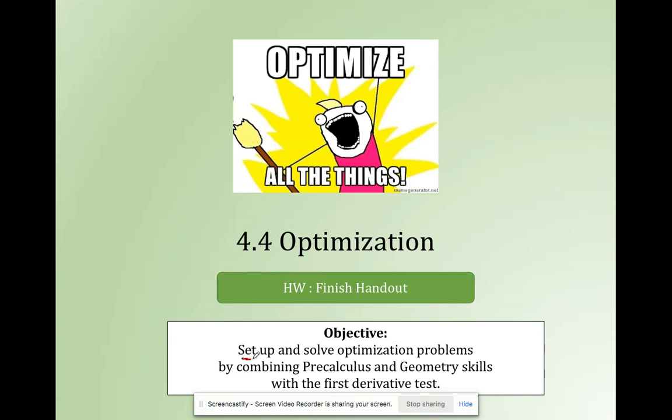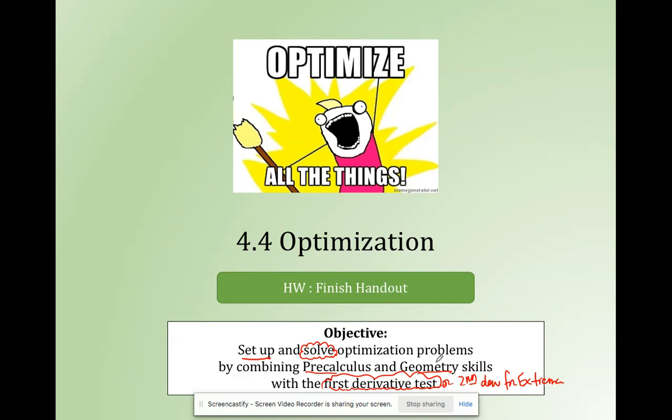Firstly, set up. That's the hard part you found from related rates. Solving isn't really going to be hard for you as long as you can set up the problem, because you're going to solve using the first or second derivative test for extrema. So old news, and you're good at that. But it's the setup that takes some pre-cal and some geometry that's going to give you most of the problems, most of the issues with this objective.